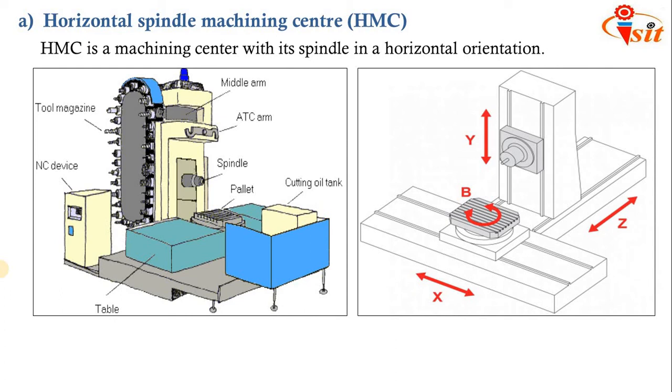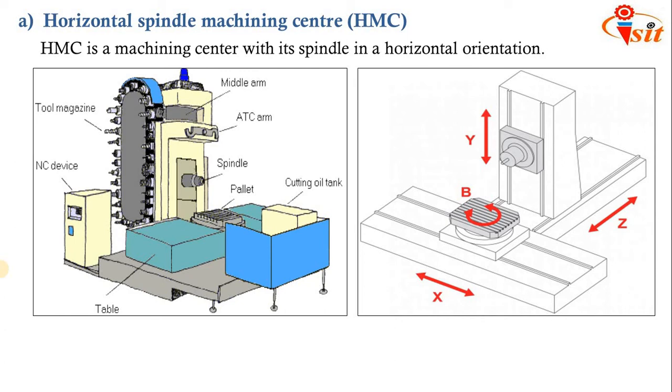It is a machining center with its spindle in a horizontal orientation, and the axis movements are: the X-axis gives the table longitudinal movement, the Y-axis gives the spindle up and down movement, and the Z-axis gives the table movement towards the spindle.